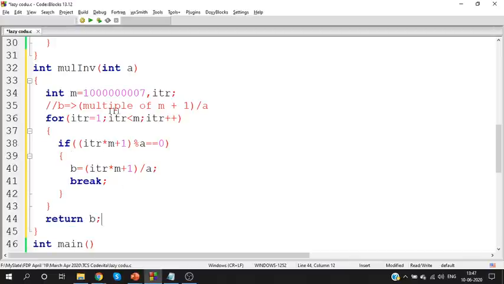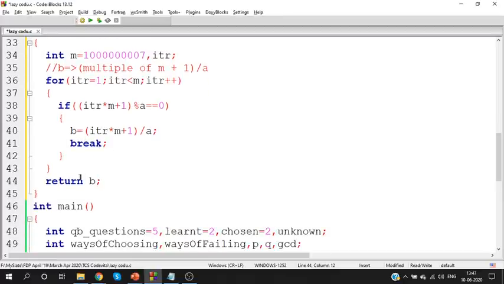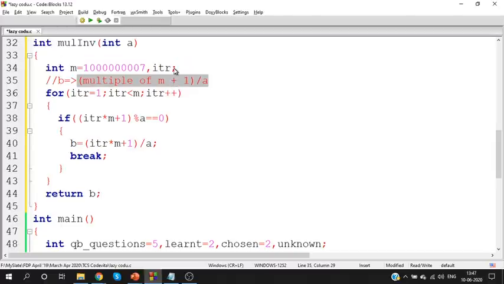Is it clear? As soon as you get a whole number value, stop the process and return B, which means this B is nothing but the multiplicative modulo value. Okay, this is the multiplicative inverse. So how did we calculate multiplicative inverse? Take some multiple of m, add 1 and divide it by a. This is a naive algorithm, guys. This is not the efficient one.